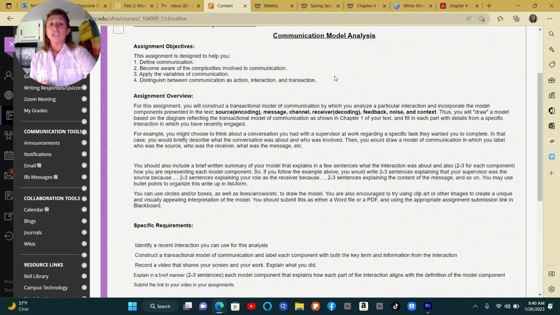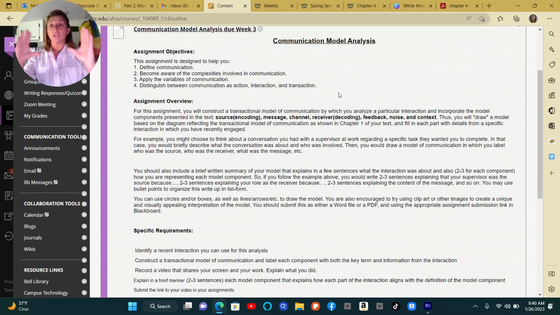So the communication model analysis is going to be a literal model that you create. You can submit a PDF of your model, a drawing of your model, but it has to be a legible drawing, or a Word document of your model, with descriptions, brief written summaries. The stuff in bold is what you're going to be focusing on within that model.